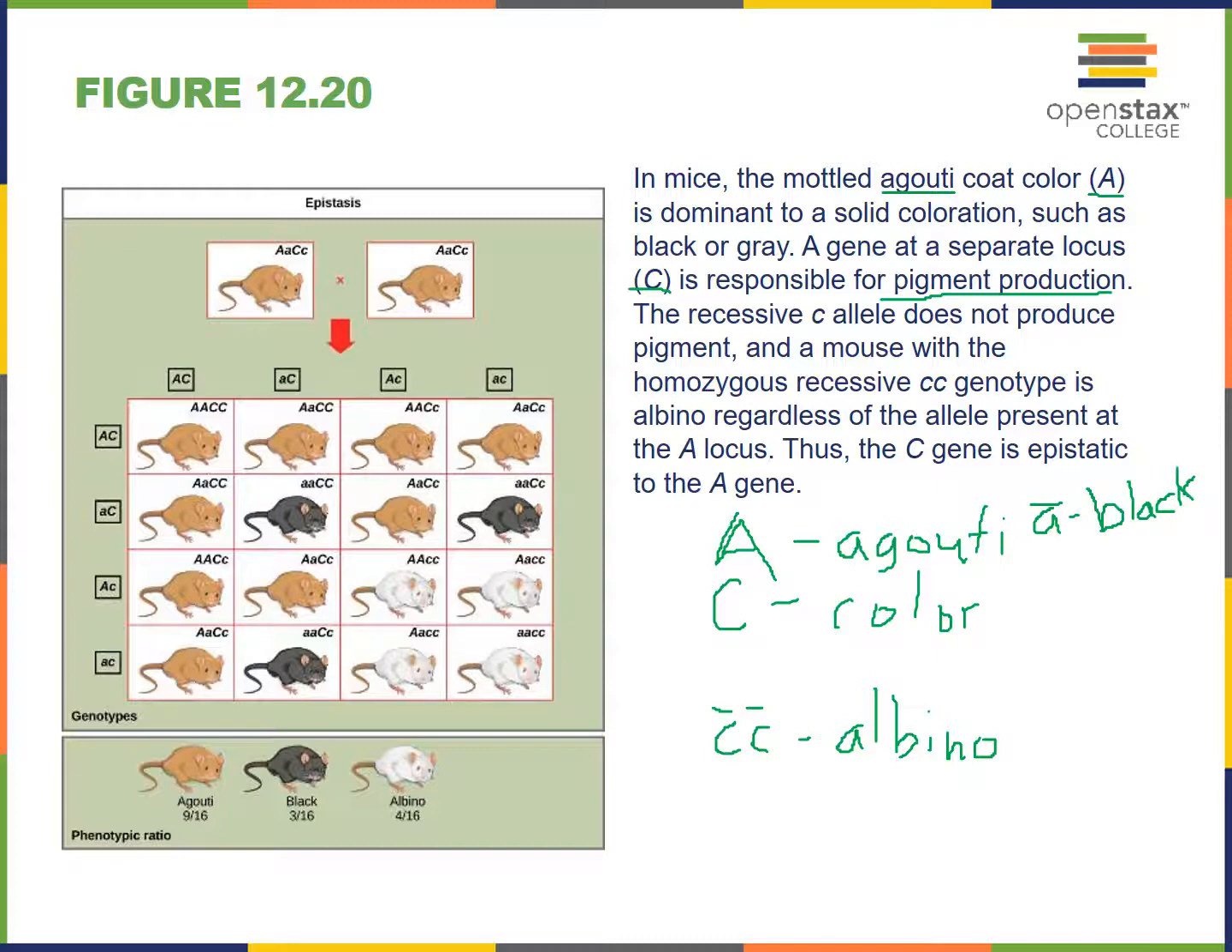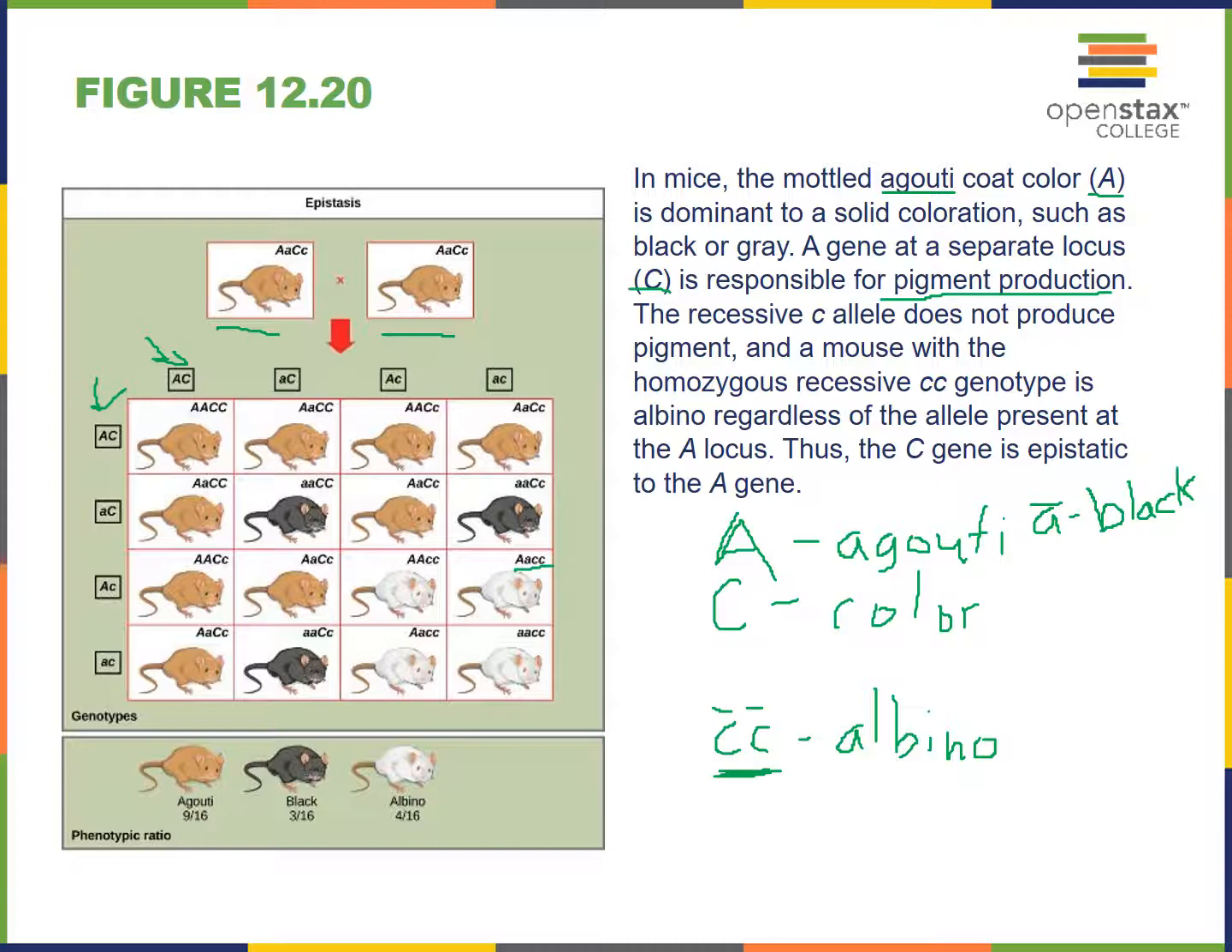So if you do the dihybrid cross, crossing this mouse with this mouse, these are the possible gametes you get for both of them: big A big C, little a big C, big A little c, little a little c. Those are the possible gametes you can get. After you play bingo, the first thing you want to look at is the C's. What we're looking for is a homozygous recessive c, and those will tell you the albino mice.